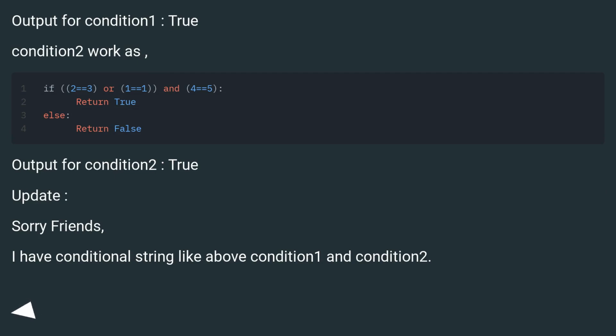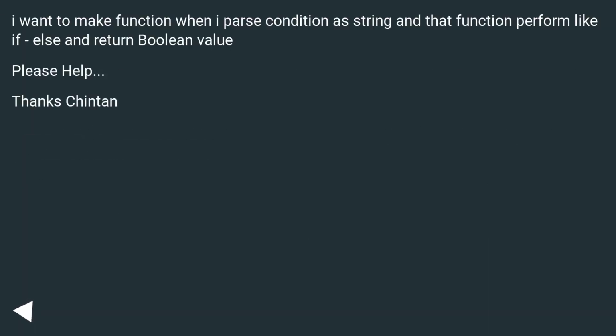Update. Sorry friends. I have a conditional string like the above, condition 1 and condition 2. I want to make a function where I pass the condition as a string and that function performs like if, else and returns a Boolean value. Please help. Thanks, Chintan.